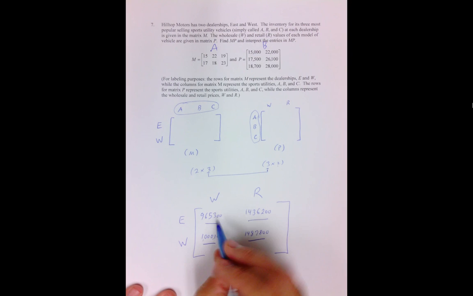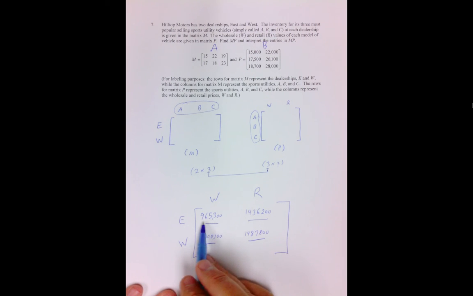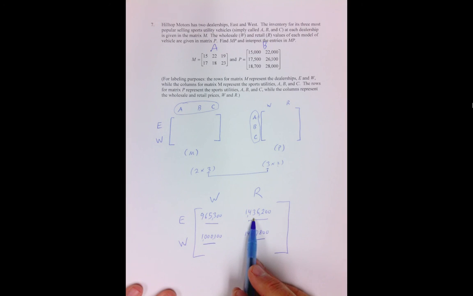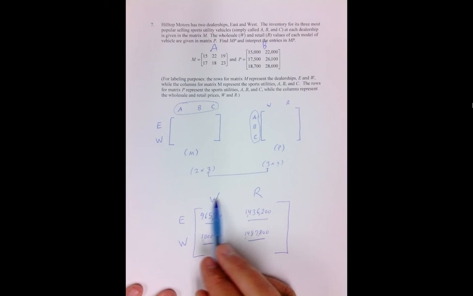So gang, it looks like the wholesale price of the cars at the West is a little bit over $1 million. Looks like it's slightly less, by $965,300, at dealership West. If they sell all their inventory at the retail price, East is going to be 1.4 million, and it looks like the West is going to be close to 1.5 million. You could take this column and this column and subtract it, and you would get the profit, which is the retail minus the wholesale, at the West dealership.